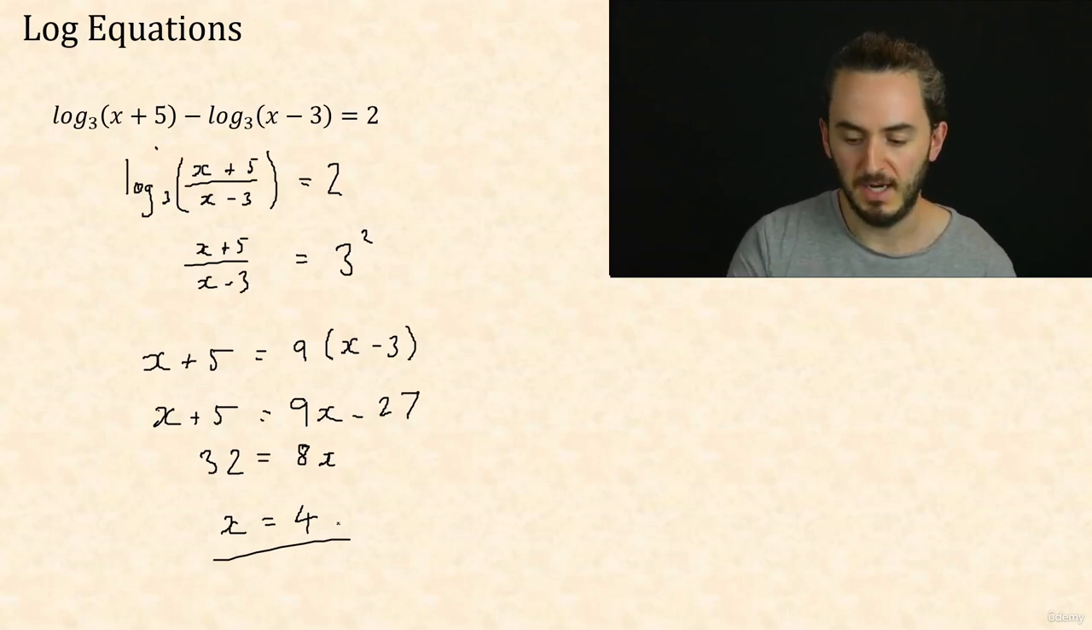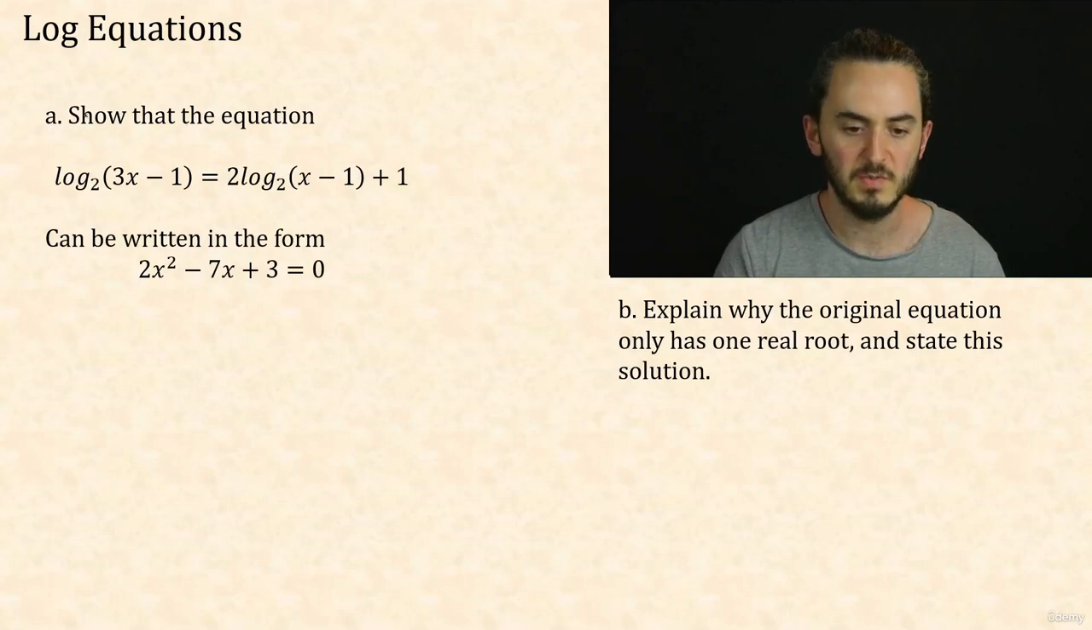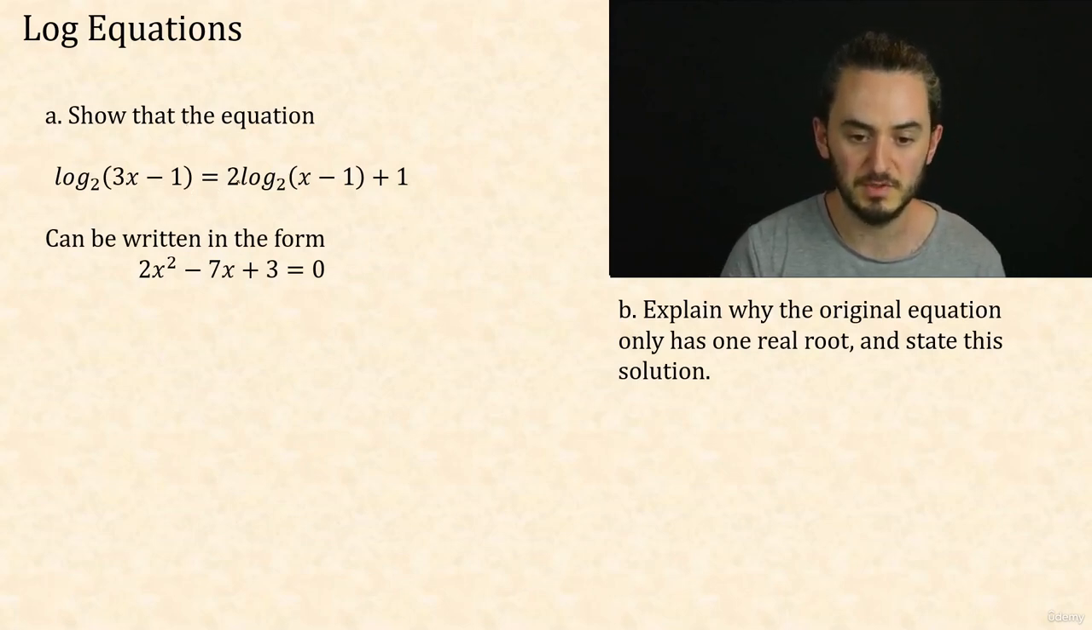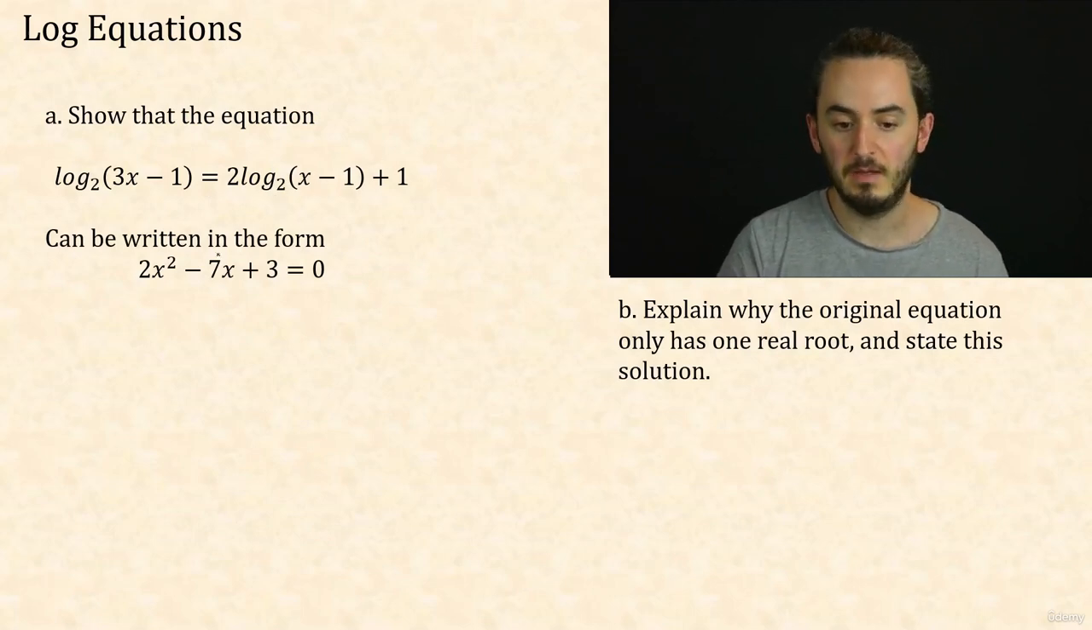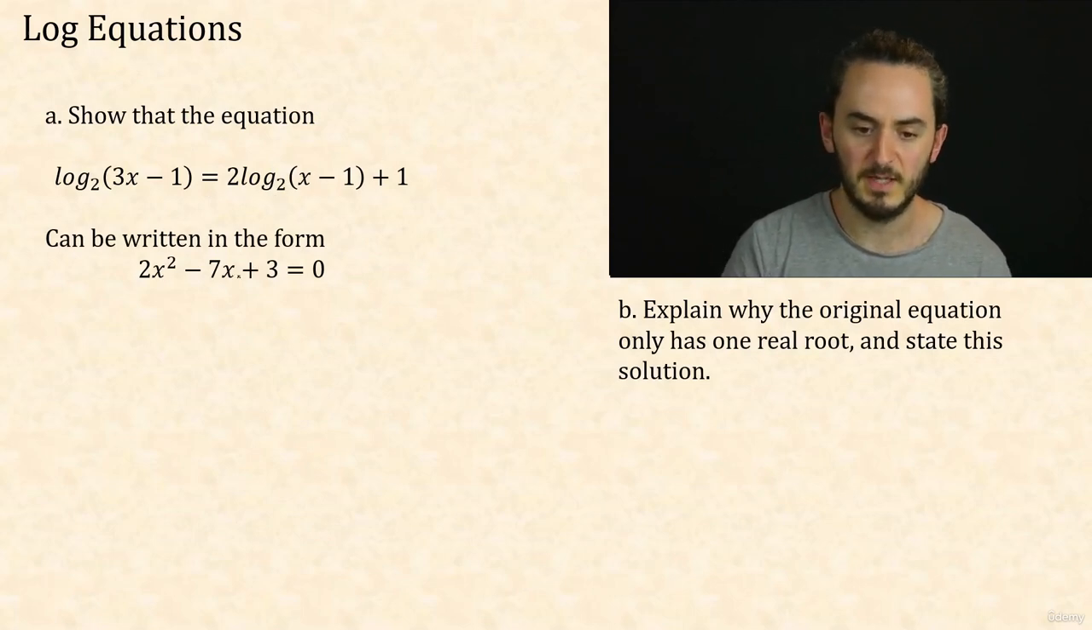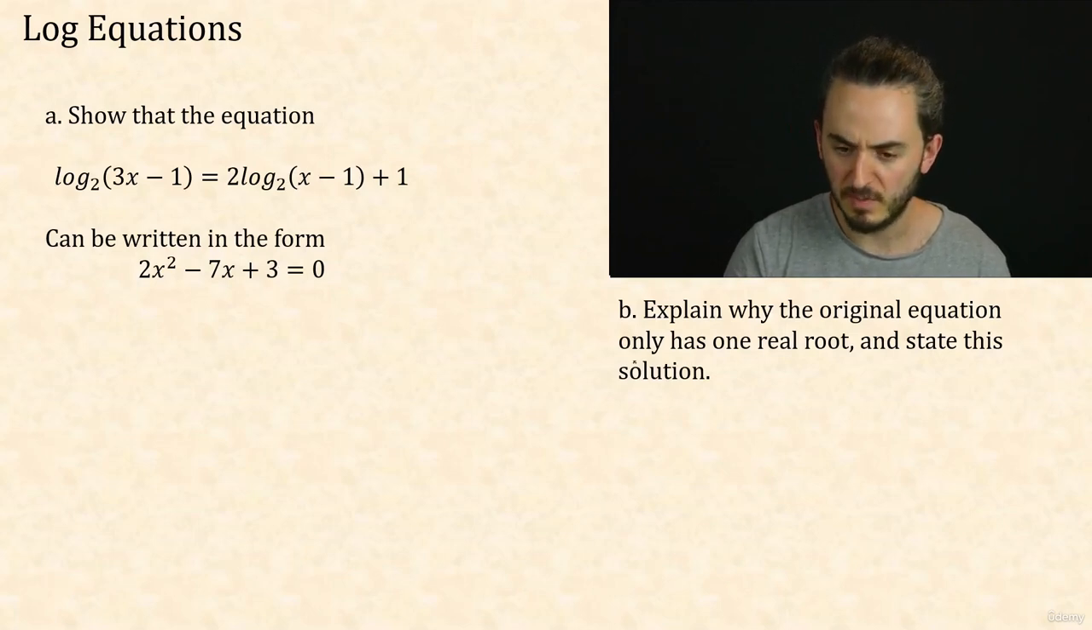A little bit harder now. Alright, so this one says, show that the equation log base 2 of 3x minus 1 equals 2 log base 2 of x minus 1 plus 1 can be written in the form 2x squared minus 7x plus 3. Well, we'll get to part B in a second. Okay, so what on earth is the connection between this and this?